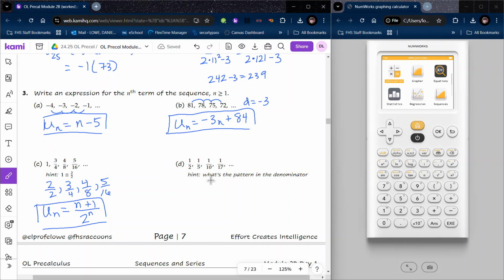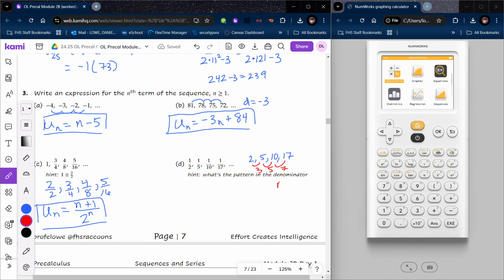All right. So here we're trying to see our pattern, and we're like, hey, what's the pattern in the denominator? Well, in the denominator, it seems to be that I'm adding 3, then I'm adding 5, then I'm adding 7. So my denominator goes 2, 5, 10, 17, which means that my differences are 3, 5, 7.